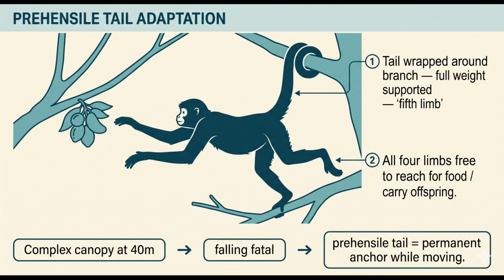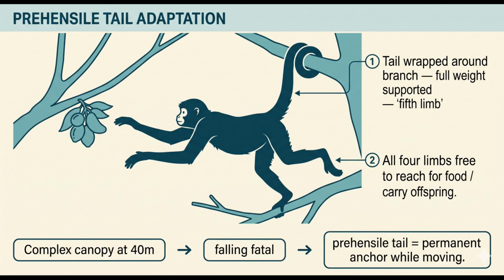Challenge. The canopy is a complex 3-dimensional network of branches at 20 to 40 meters. Falling from this height is often fatal. 4 limbs alone are not always sufficient when you need to reach for food at full arm's length, swing between branches, or carry an infant.